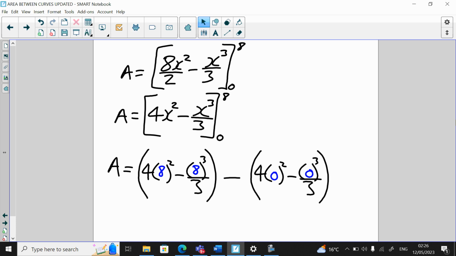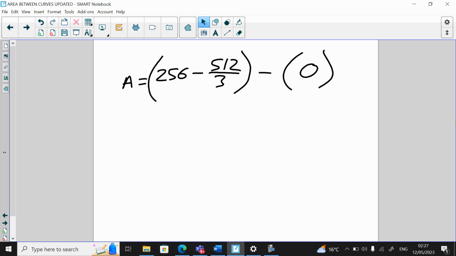8 cubed is 512 over 3. Again, the contents of the right hand larger bracket are 0, but we just go through the motions. Use your calculator for this. It'll probably give you a fraction coming out at you here. 256 over 3, that's not exactly divisible by 3. So what's that? 240 divided by 3 is 80. 16 divided by 3.